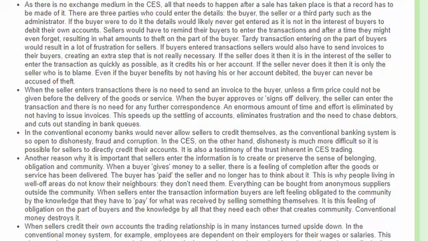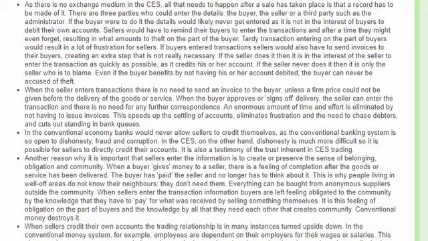When the seller enters transactions, there's no need to send an invoice to the buyer, unless a firm price couldn't be given before delivery of the goods or service. When the buyer approves or signs off delivery, the seller can enter the transaction and there's no need for any further correspondence. An enormous amount of time and effort is eliminated by not having to issue invoices. This speeds up settling of accounts, eliminates frustration and the need to chase debtors, and cuts out standing in bank queues.